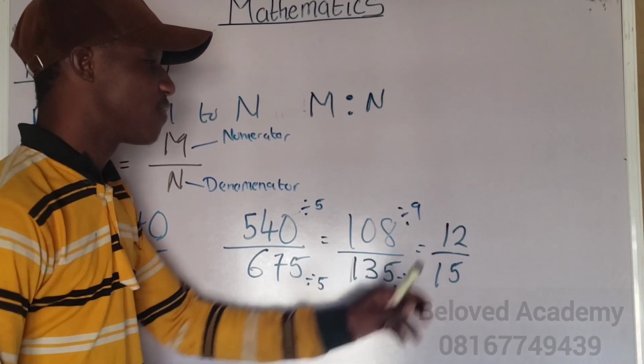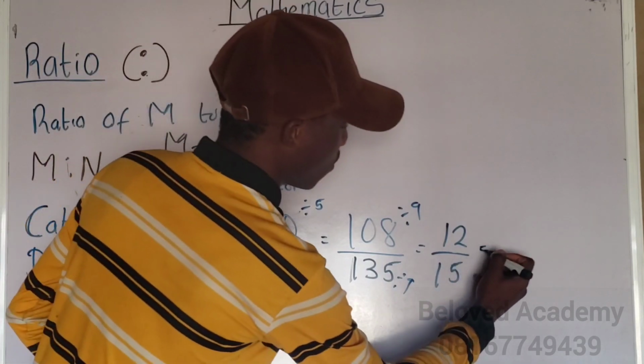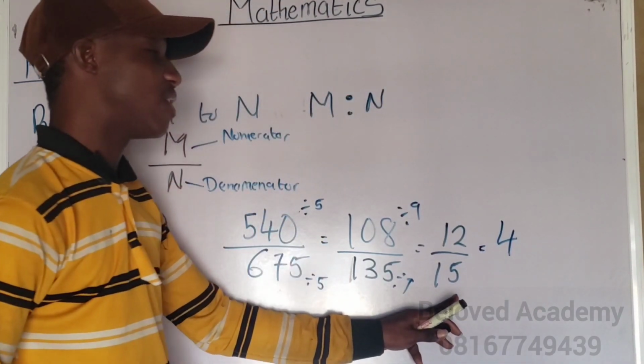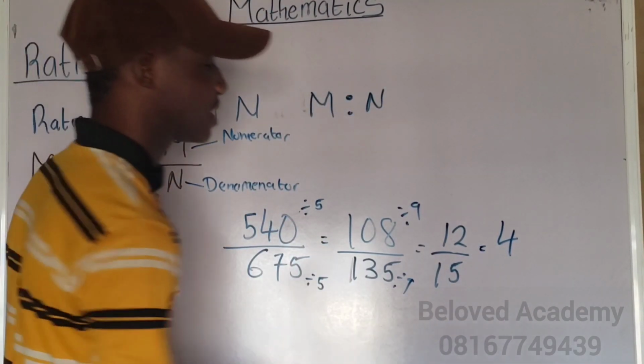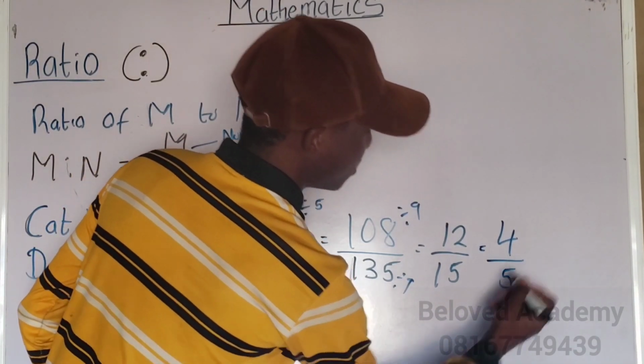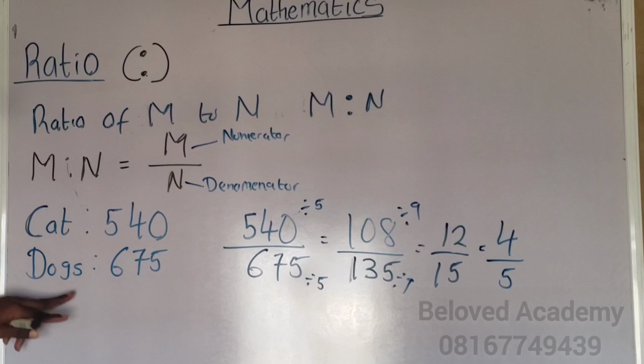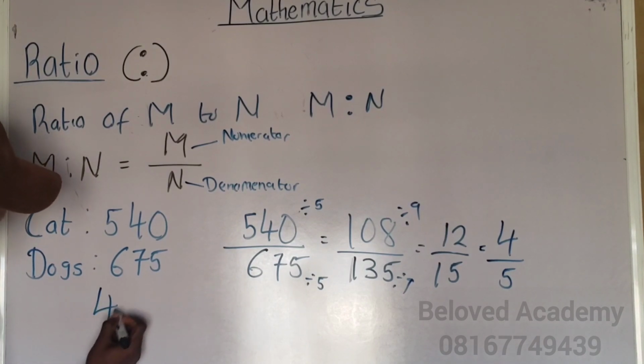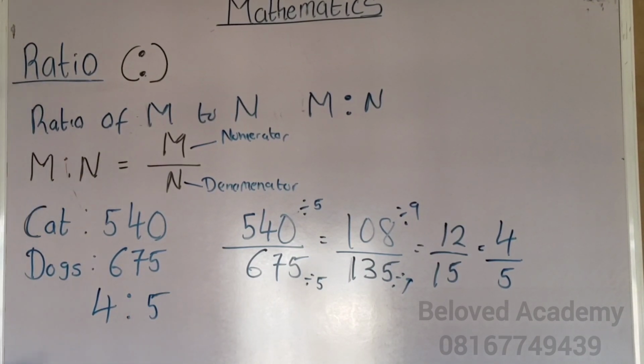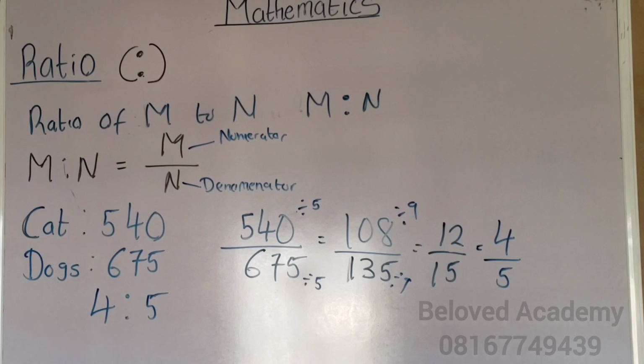So 12 divided by 3 is 4, and 15 divided by 3 is 5. So this is 4 over 5. We have expressed this in lowest terms. So for this, the ratio of cats to dogs now is 4:5. You understand? The ratio of cats to dogs is 4:5. So that is what is meant by ratio.